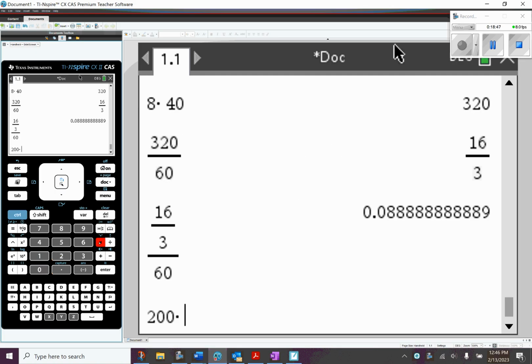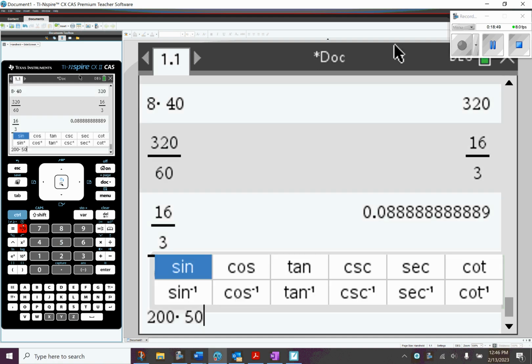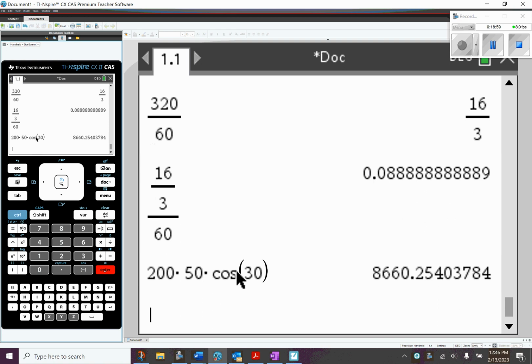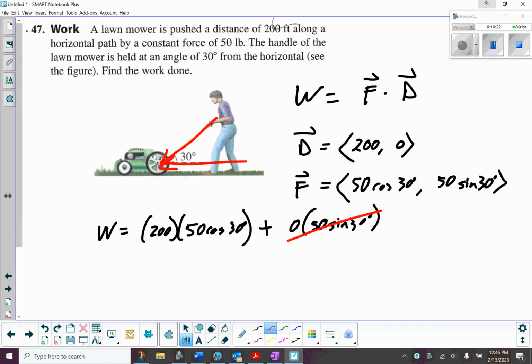Force your calculator to give the decimal approximation there. This is not going to be pretty. Now, they gave the distance to the nearest whole number. They gave that force to the nearest pound. I'd say let's round this off to the nearest whole number also. So 8,660.